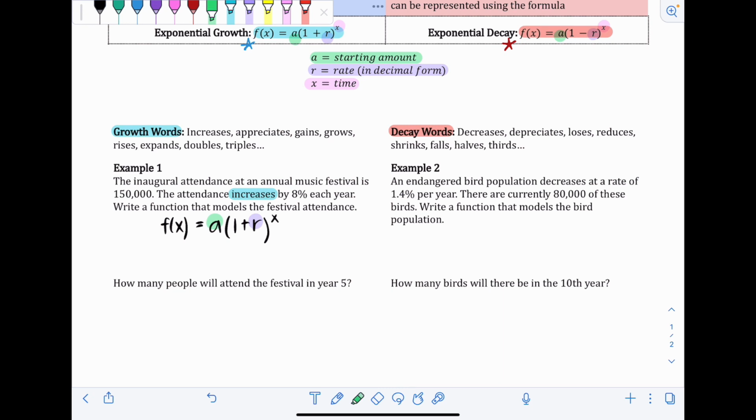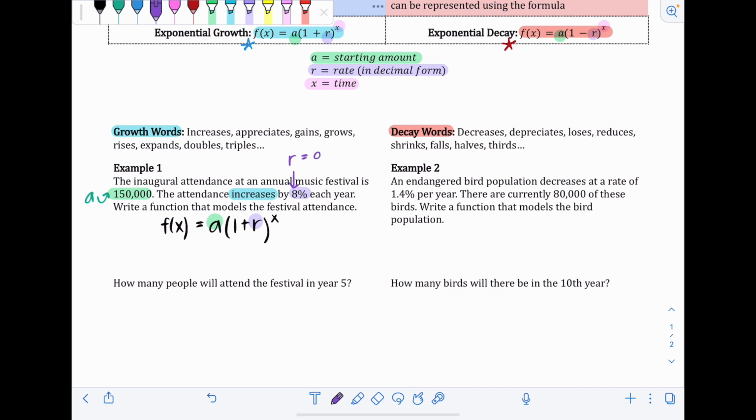So it says that the inaugural attendance at an annual music festival is 150,000. Inaugural means the first year that they have it, so that 150,000 is going to be our starting amount. So the first year they hold the music festival, the attendance is 150,000. So that's going to be our a. And then our rate is how much it's going to be increasing by, and it says the attendance increases by 8% each year. So that 8% is going to be r.